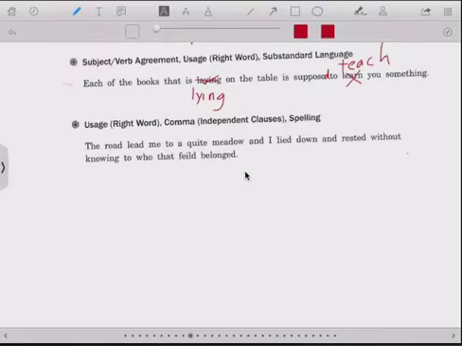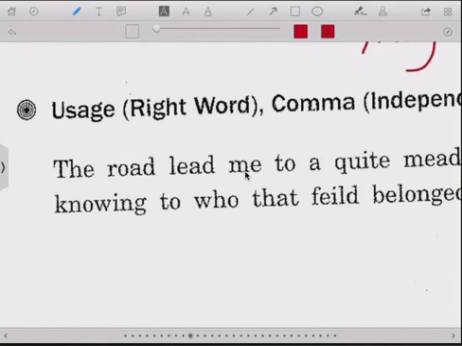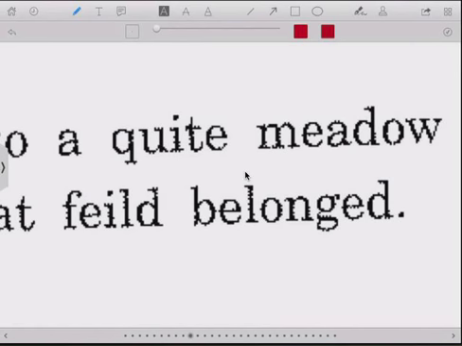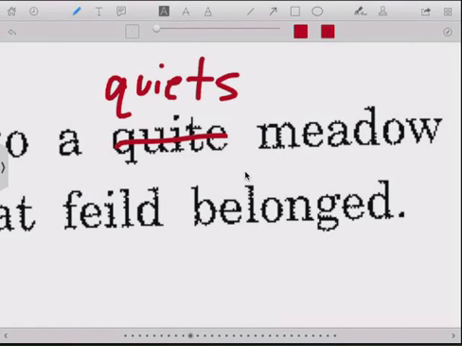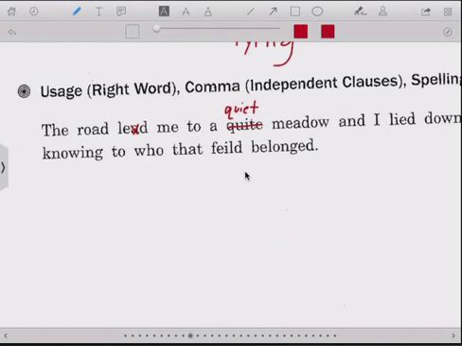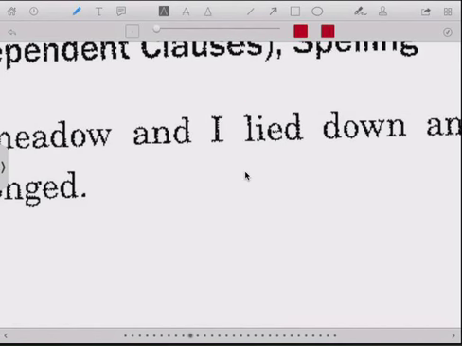The road led, a lot of people get this one wrong. L-E-A-D is a verb, is lead. If you want the past tense, it's L-E-D. L-E-A-D is only pronounced "led" if you're talking about a noun like lead in a pencil. The road led me to a quiet, this is more of a typo than really knowing anything. Whoops. You all know that. The road led me to a quiet meadow and I lay down.